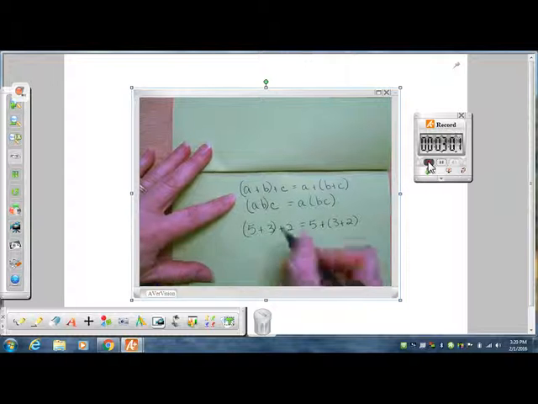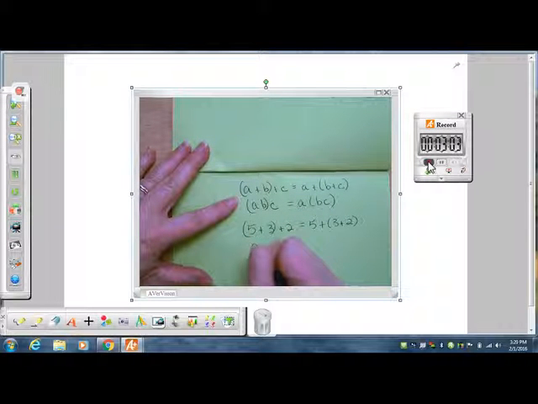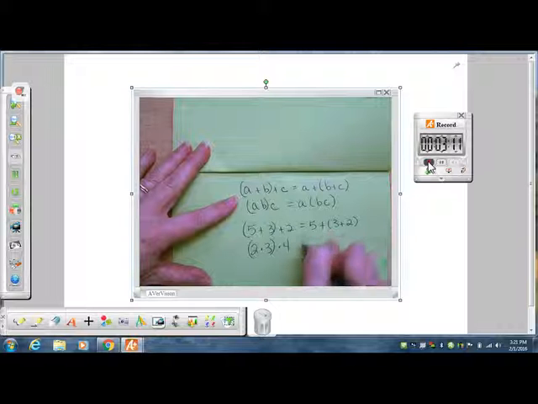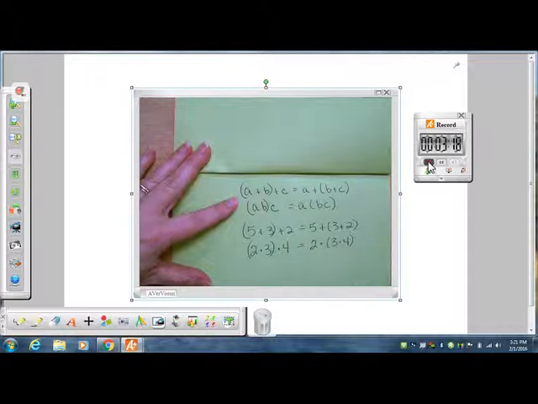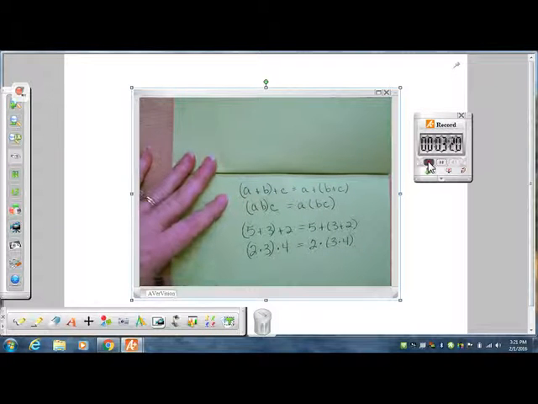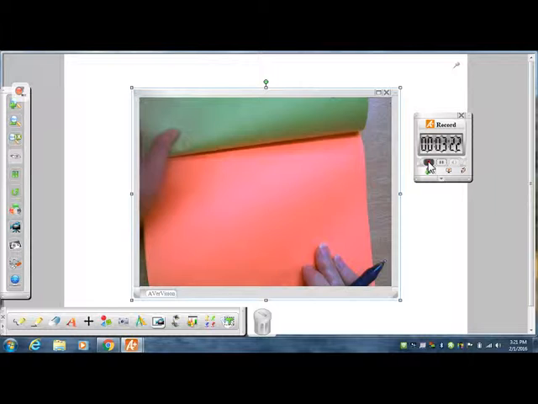With multiplication, if I do 2 times 3 times 4, or 6 times 4 is going to be 24, that's the same thing as 2 times 3 times 4, or 12 times 2, which is 24. All right. The next one is called commutative property.